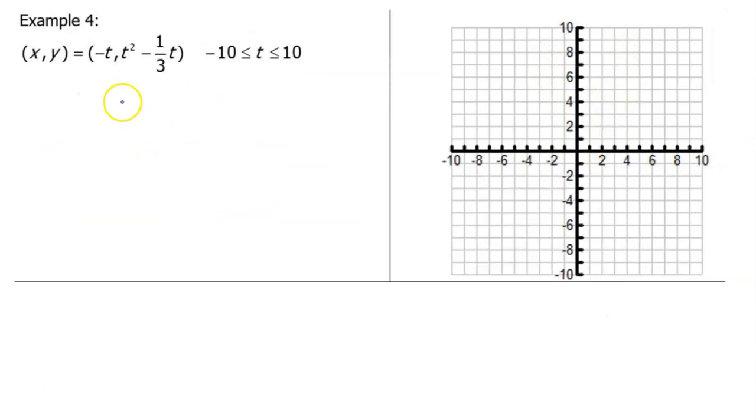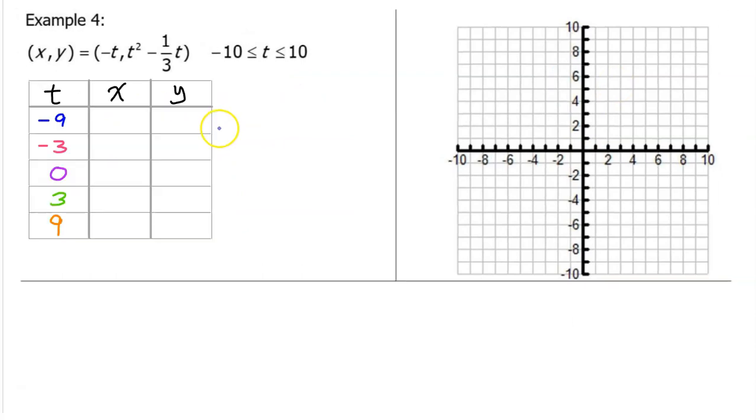For example 4, let's make a table of values to get us started. I see that the domain goes from negative 10 to positive 10, but I also see that we have a 1/3 t in here. So I'm going to pick values of t that are divisible by 3, and negative 9 to positive 9 will get us very close. When t is equal to negative 9, the x value will be the opposite of that, which will be 9. Now the y value will be t squared, so negative 9 squared, that's 81, minus 1/3 of negative 9. This will be 81 plus 3, which is 84.